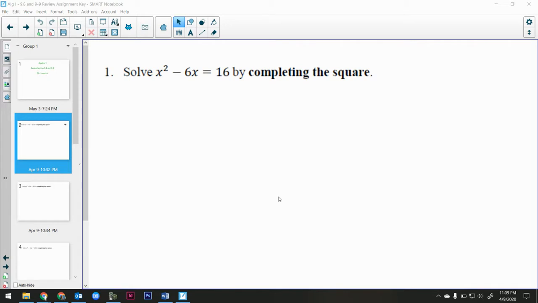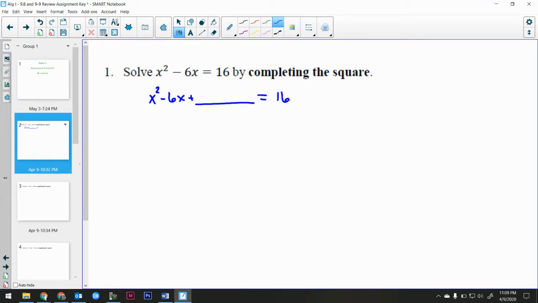All right. So completing the square. All right. So remember, variables on the left, constants on the right, just like it is. And now we leave room. Say blank is equal, plus blank. All right. So what fills in that blank?